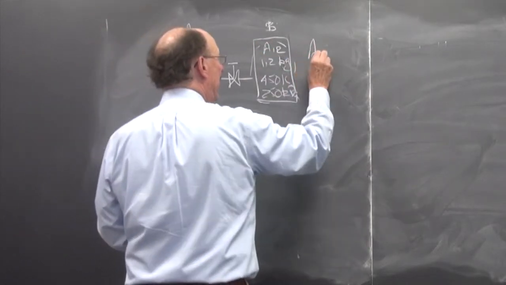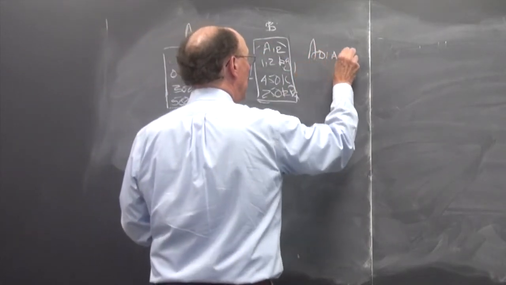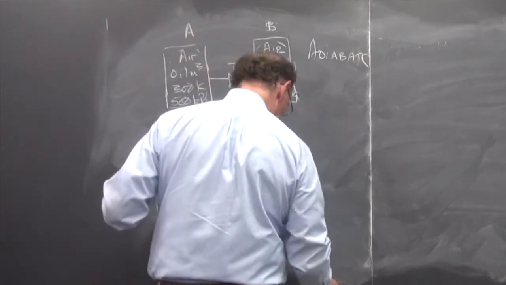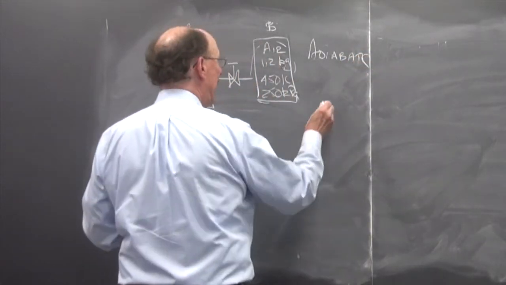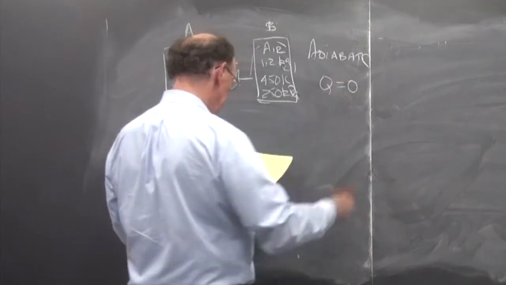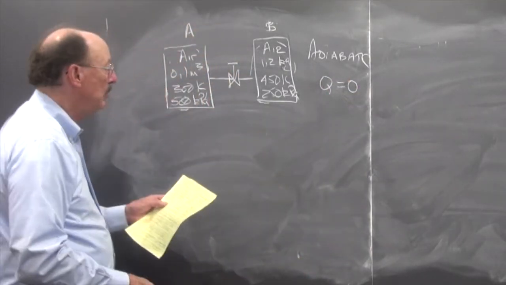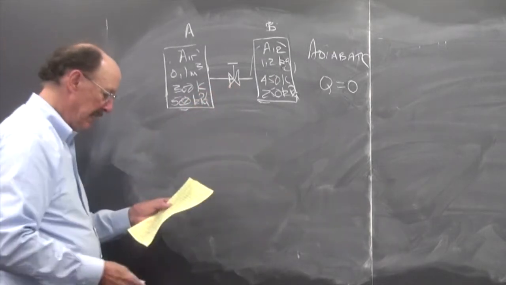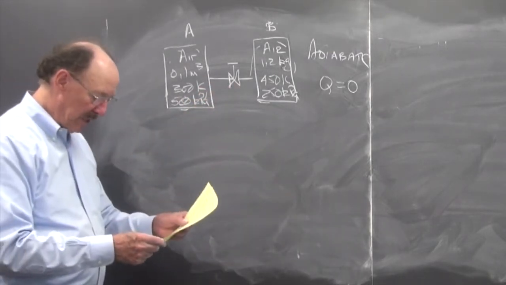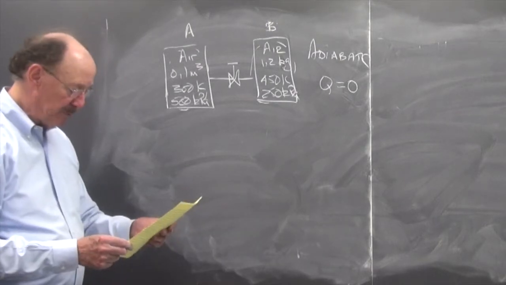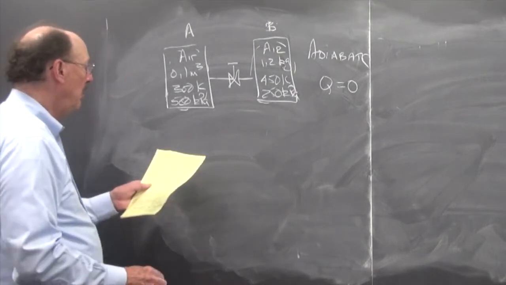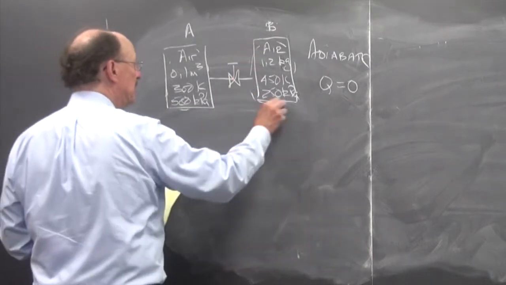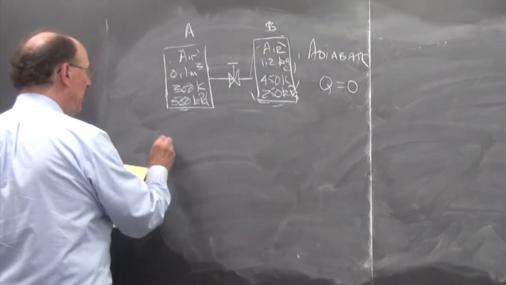We're told they're adiabatic, so Q is equal to 0. And so we drew a sketch. What we're going to do is open the valve and let things come to equilibrium, and we want to find various temperatures, pressures, etc. And so here are our systems.